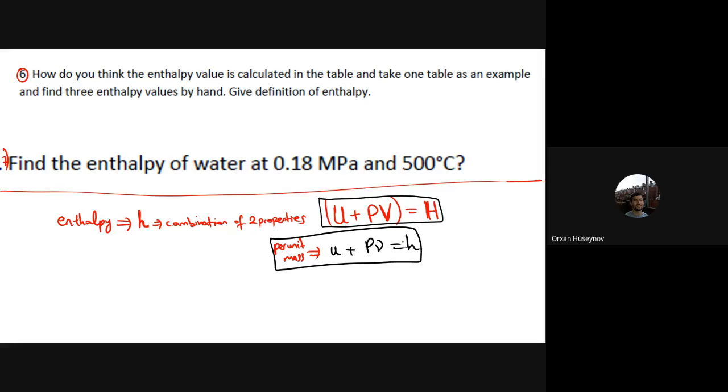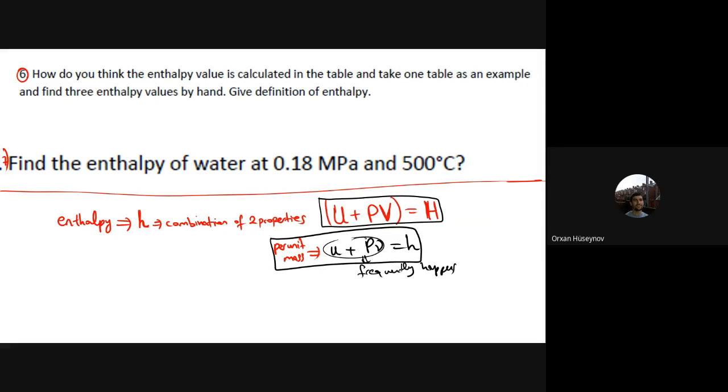Now you will use the enthalpy instead of working with these terms separately. We are finding all of it together, because this combination frequently happens.